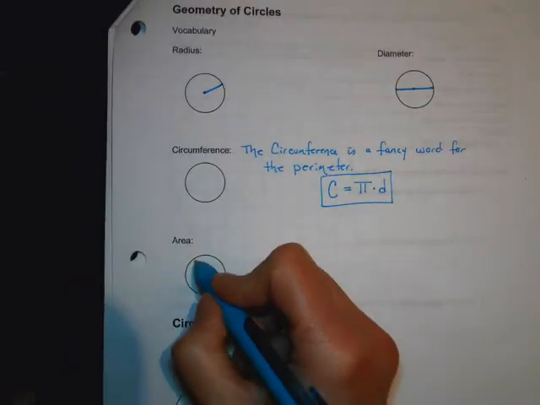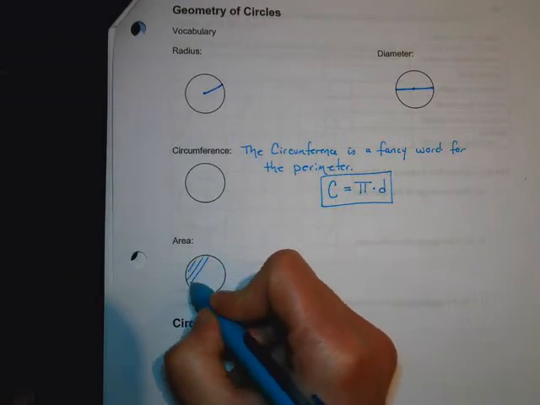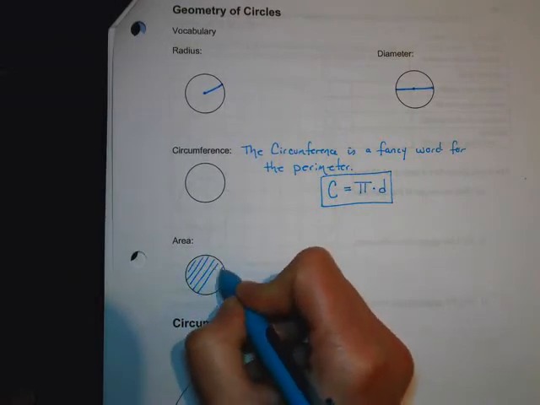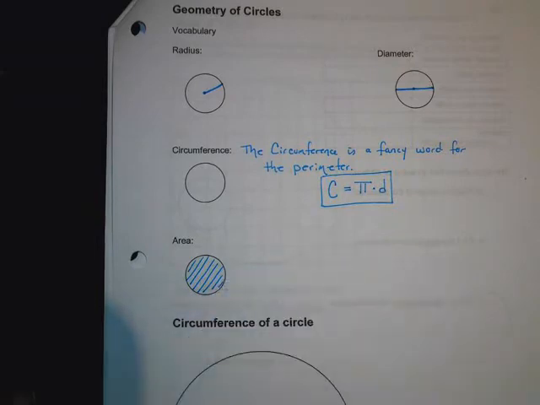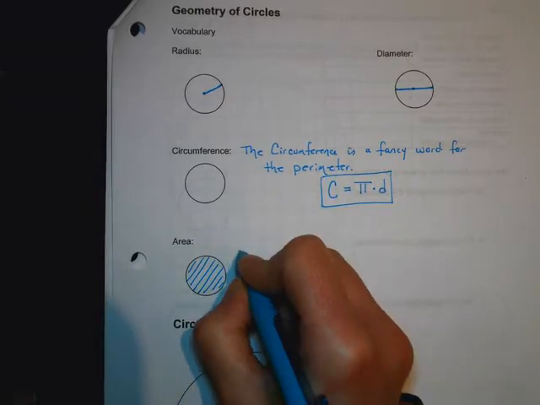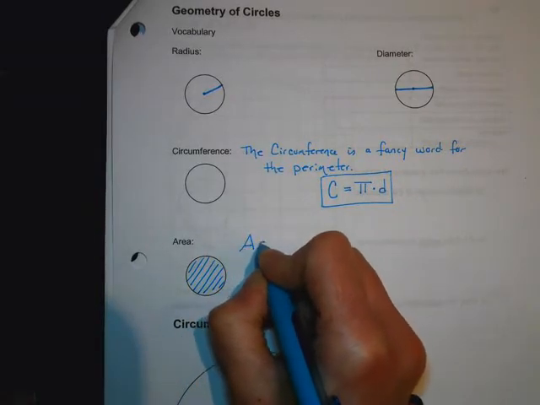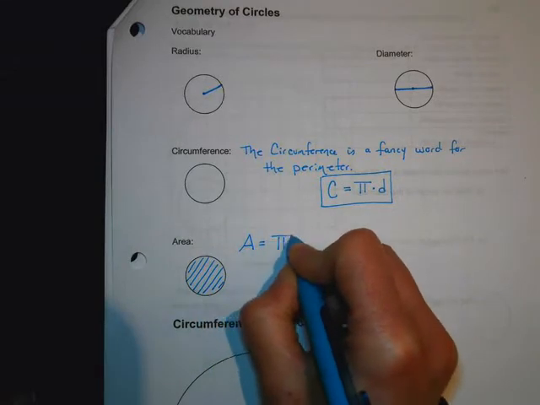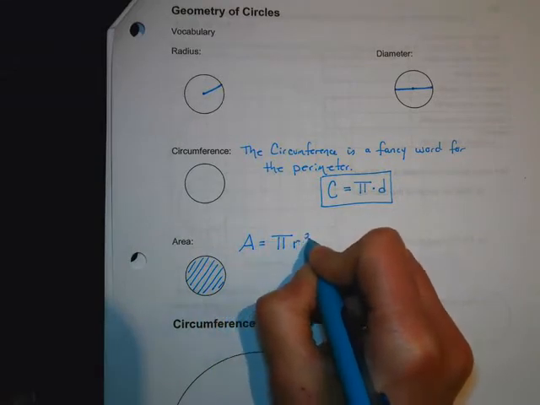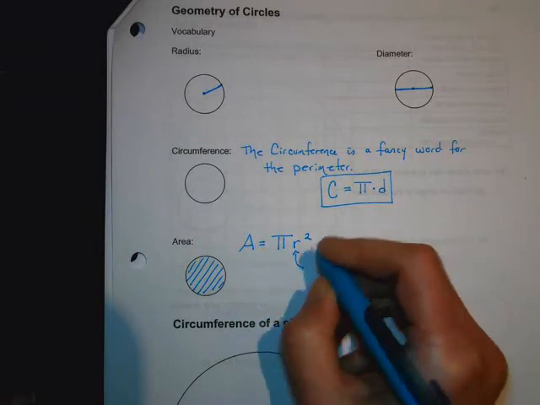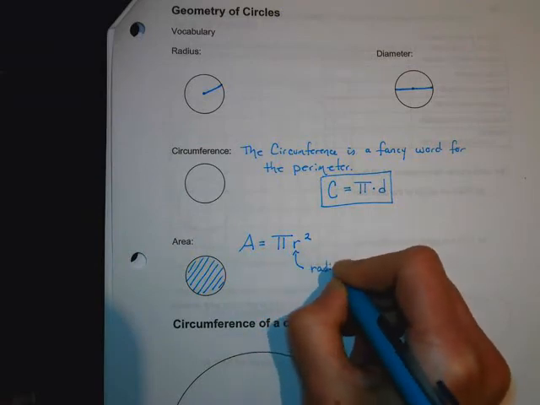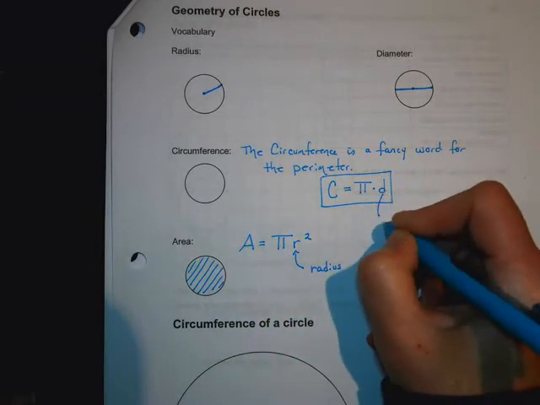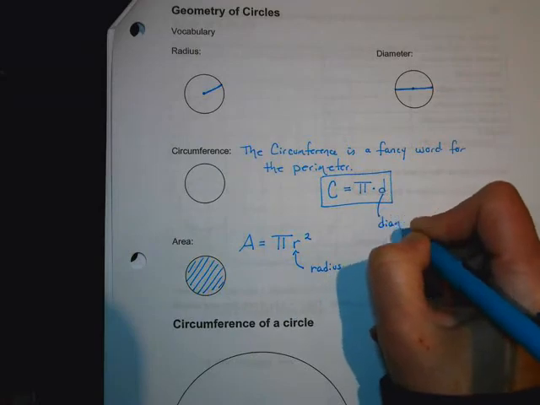And then the area is just what the surface is, right? If we cover the entire surface of the circle, and we're going to look at it on the next page, the formula for area is pi r squared. And I should say where r is the radius, and up here d is the diameter.